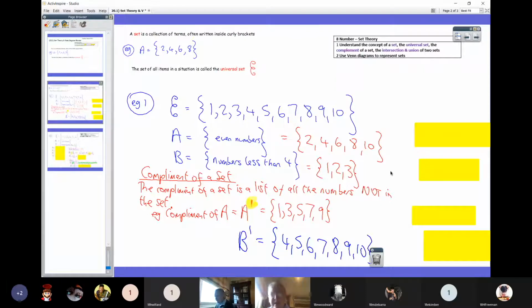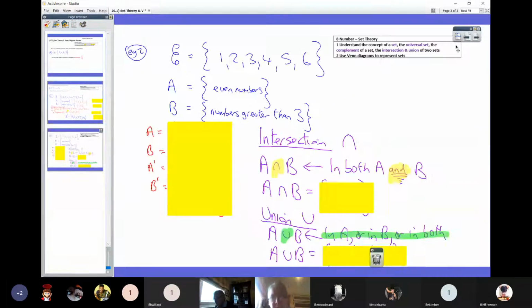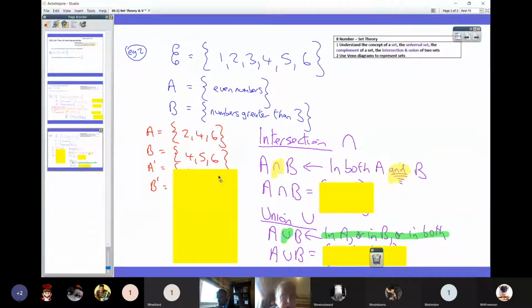Okay. And then just the other example, just to remind you how the bits and pieces work on the right. So let's first of all do the stuff on the left. We've got a new universe here, 1, 2, 3, 4, 5, and 6. The even numbers there would just be 2, 4, and 6. Numbers greater than 3 would be 4, 5, and 6. The complement of A is the ones that are not in A but are in our universe. So 1, 3, and 5. And the complement of B, well, look at B and it's all the other numbers. So that's going to be 1, 2, and 3.